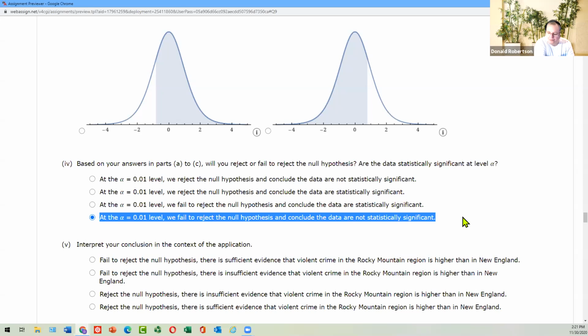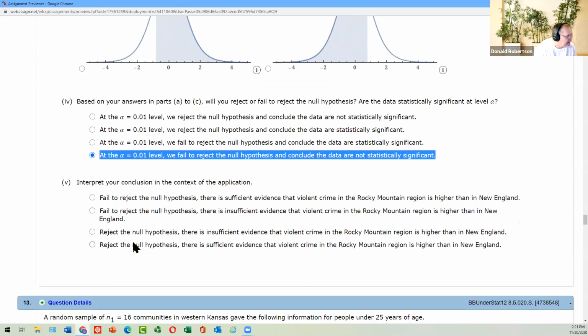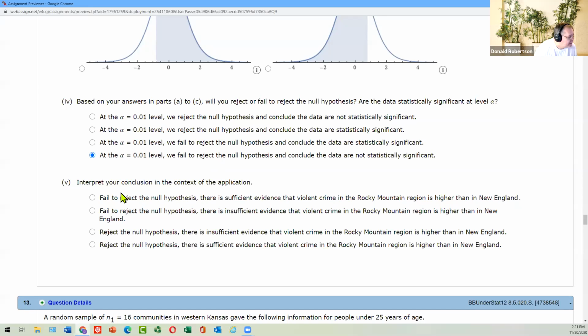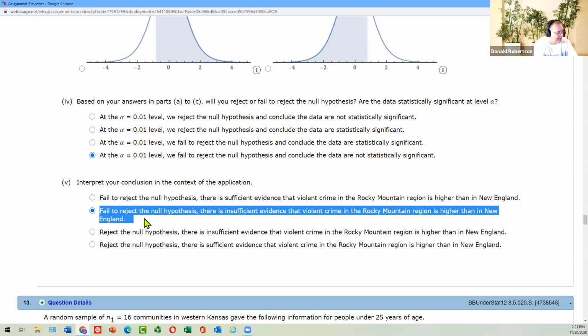In other words, we can't prove anything. And then a similar kind of answer, but interpret it. So we fail to reject the null hypothesis again. So it starts with the same. And we also say that there is nothing in the way of evidence. So, insufficient evidence, fail to reject null. And that's how you do that question.